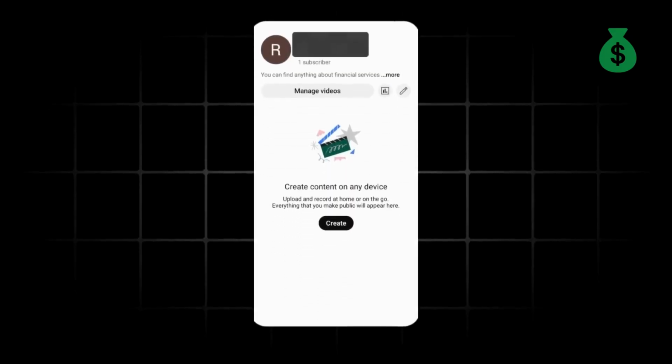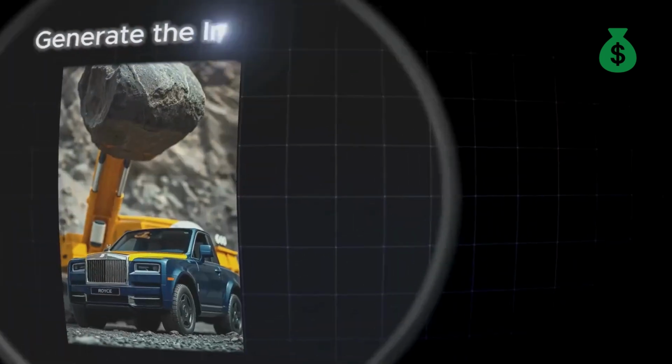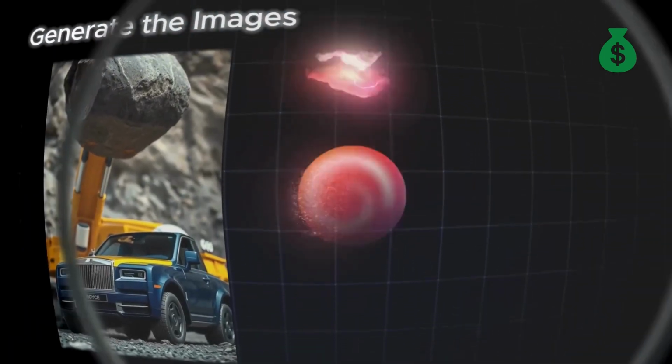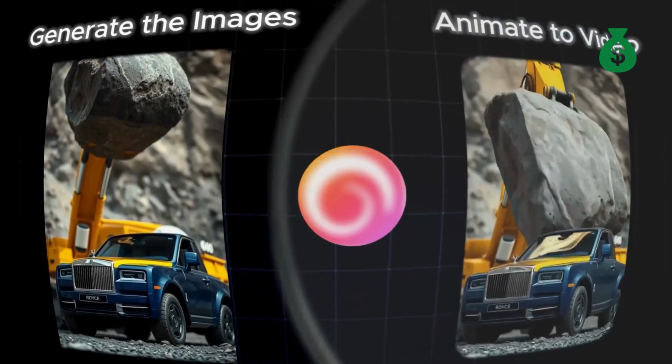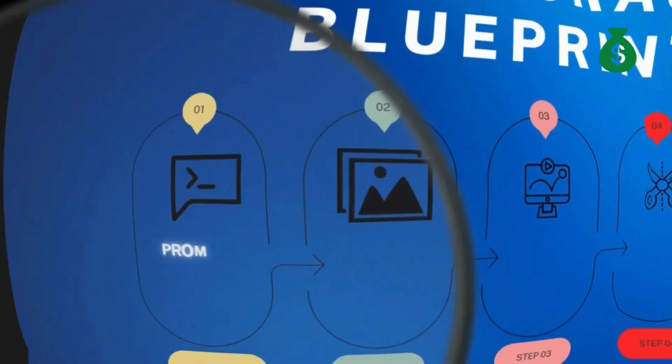Now your accounts are ready, let's jump into how to actually create these viral videos. Alright, so the first step we gotta do is generate an AI image of the scene we want to recreate. Then we'll use an AI tool to animate those images into a full video. But before we can do that, we need a killer prompt that generates exactly the kind of images we want. Here's how we do it.